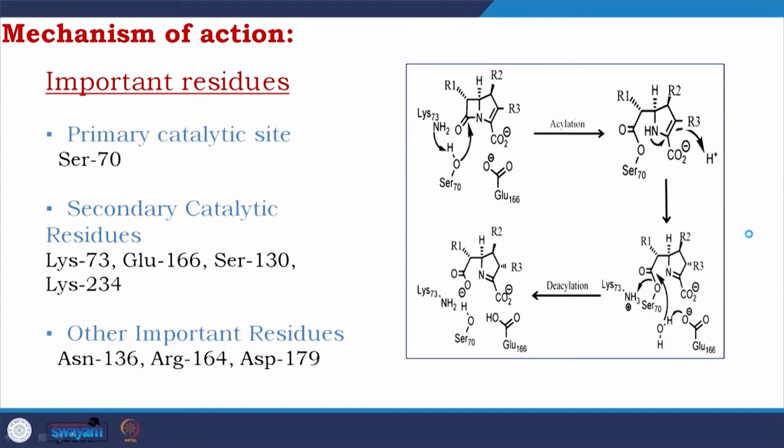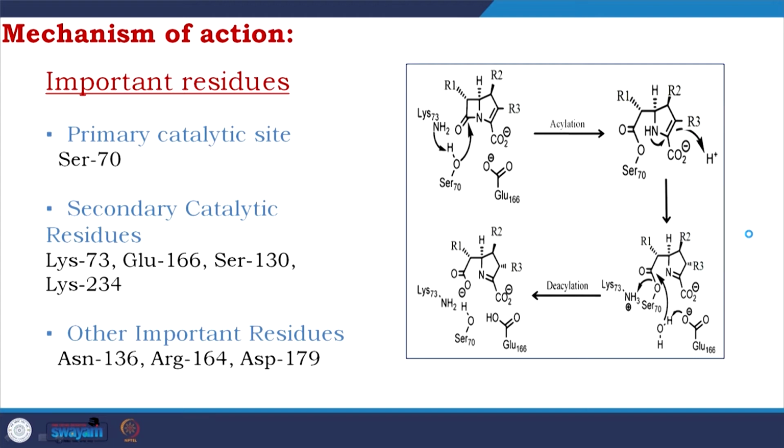So, looking at important residues, the primary catalytic residue is serine 70, the secondary catalytic residues are lysine 73, glutamate 166, serine 130, lysine 234. Other important residues are asparagine 136, arginine 164 and aspartate 179.